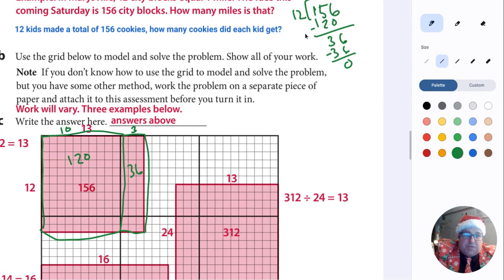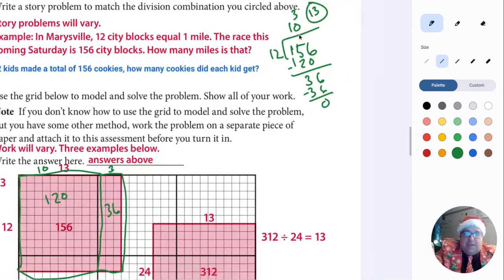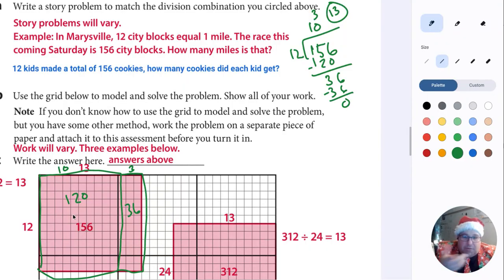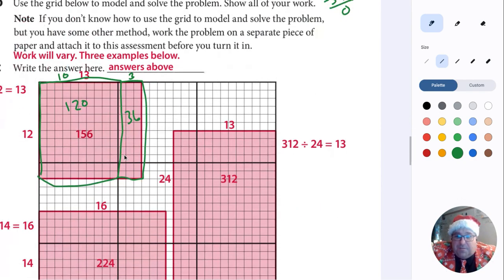So that's really where the chunks come from. That's why we say start with 10 if you can. And that works nicely with our grid paper. And together, what's 120 plus 36? It is that 156. So if you want to use that, you can. You don't even have to use it. It says you don't even have to.